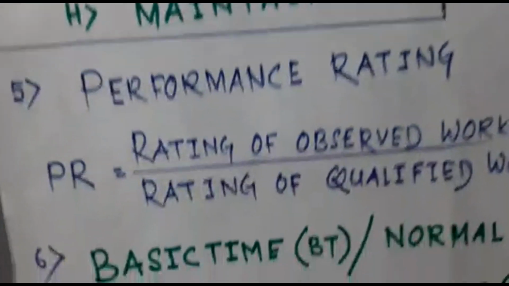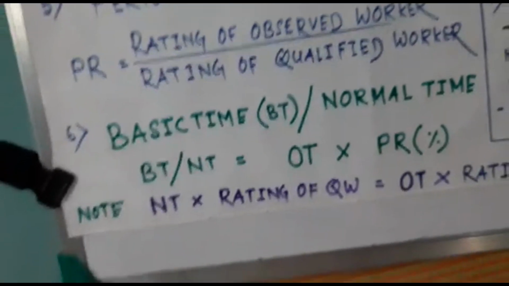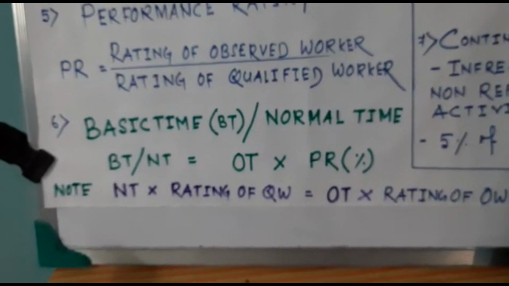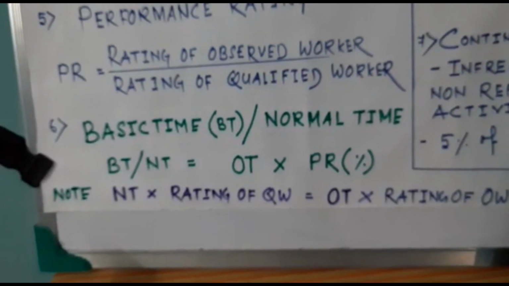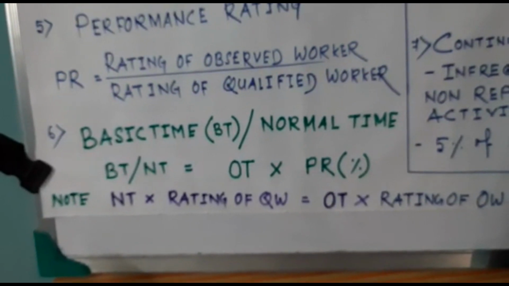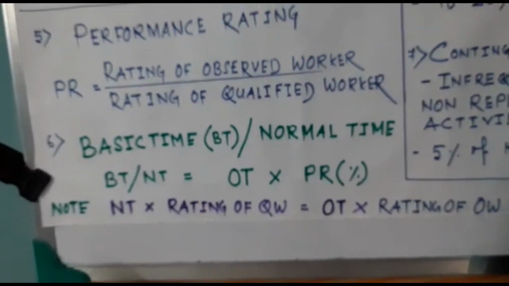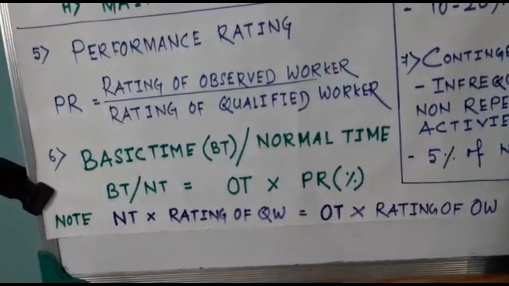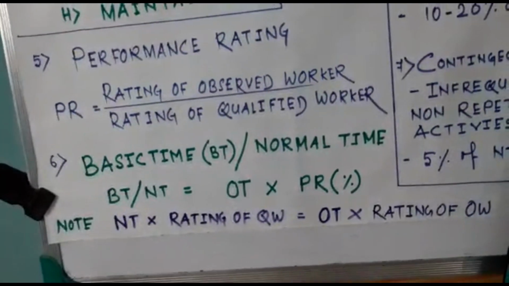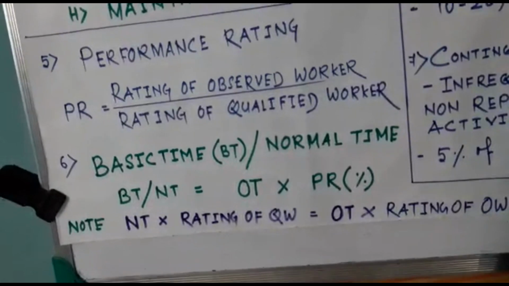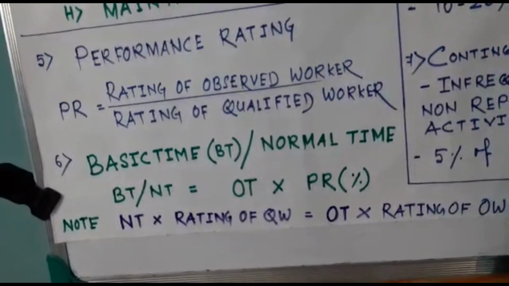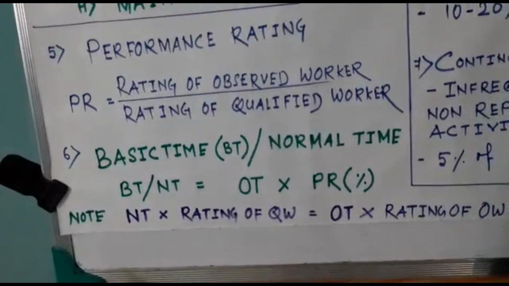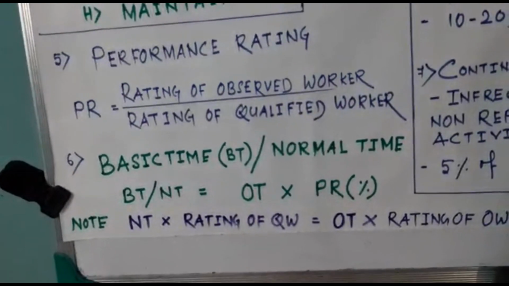We will also see another term which is very important in work study, that is called basic time, which is also known as normal time. Basic time or normal time, they are the same, and this time refers to the time taken by a qualified worker to complete a job. As you can see in the formula, basic time equals observed time into performance rating. Observed time means the time taken by a worker under observation, and basic time or normal time refers to the time taken by a qualified worker whose efficiency or performance level is 100%.